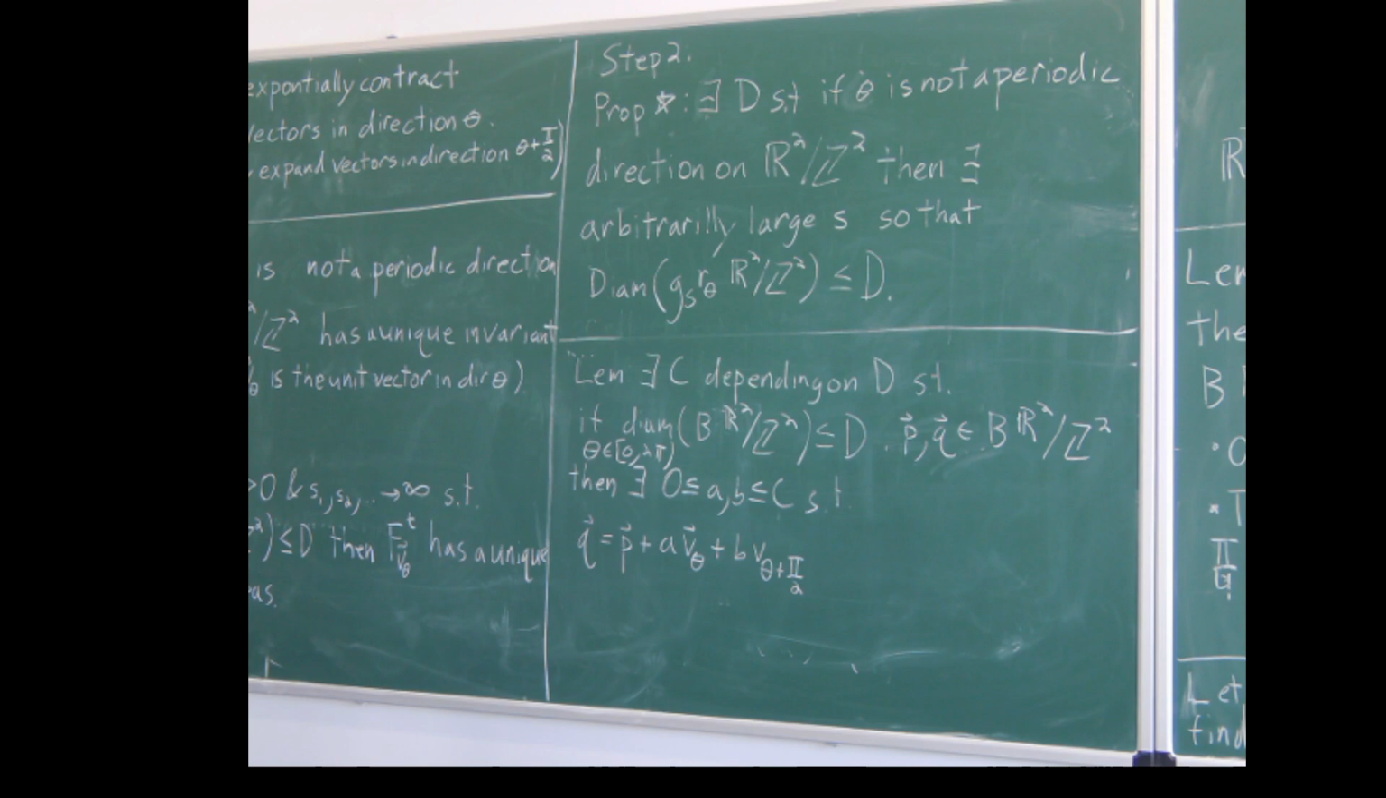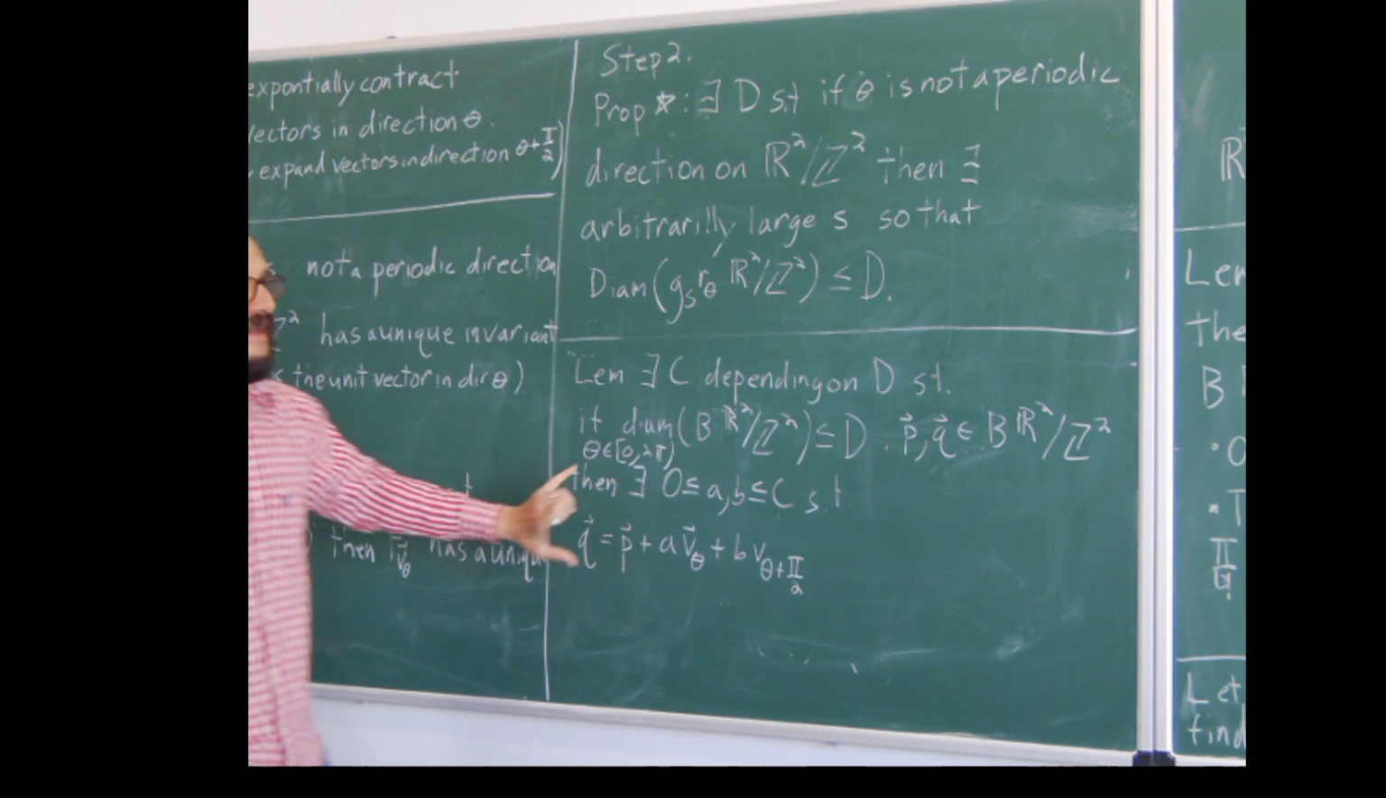This is the unit vector in direction theta, and the unit vector... I'm just picking orthogonal coordinates. I don't care where they are. I see, there's nothing going on here. Thanks for the question. Okay, so you guys remember from last time I started out with a lemma like this, and then I had a corollary that brought in the flow.